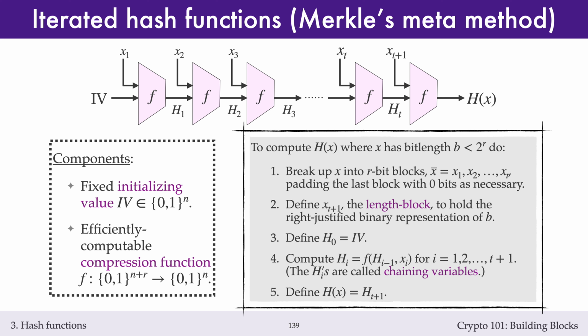One can expect that for a good compression function f, h of x is a very complicated mixture of the bits of the blocks of the message, the bits of the length block, and the bits of the IV. And so one can expect that h of x appears to be a random string of n bits and bears no resemblance to the message x.